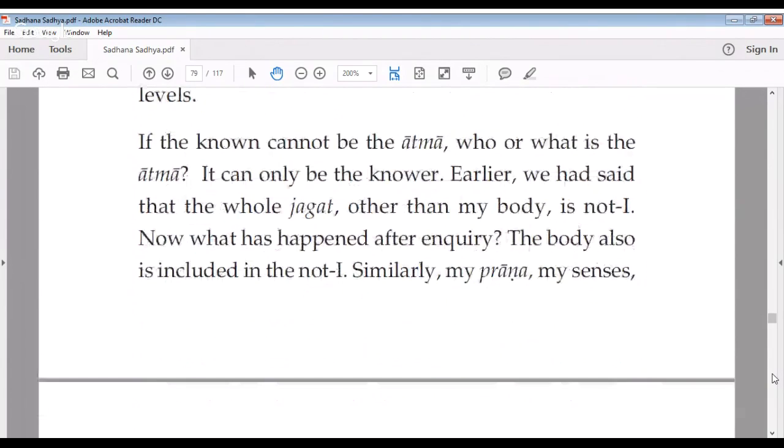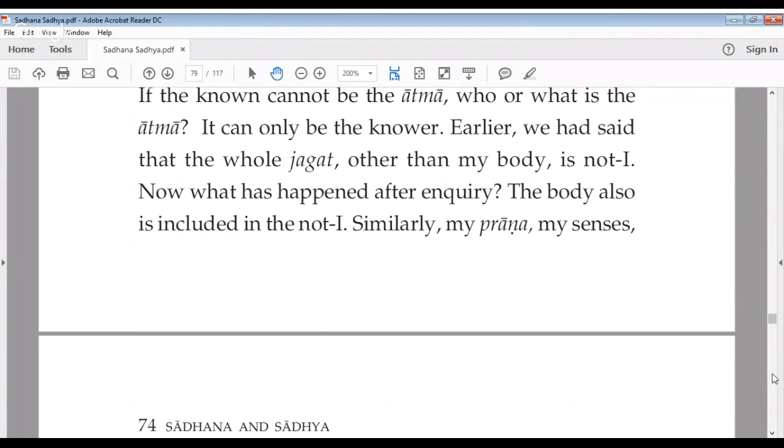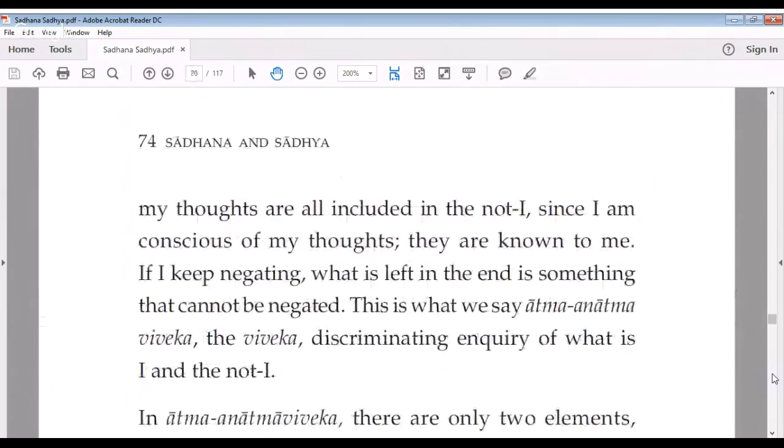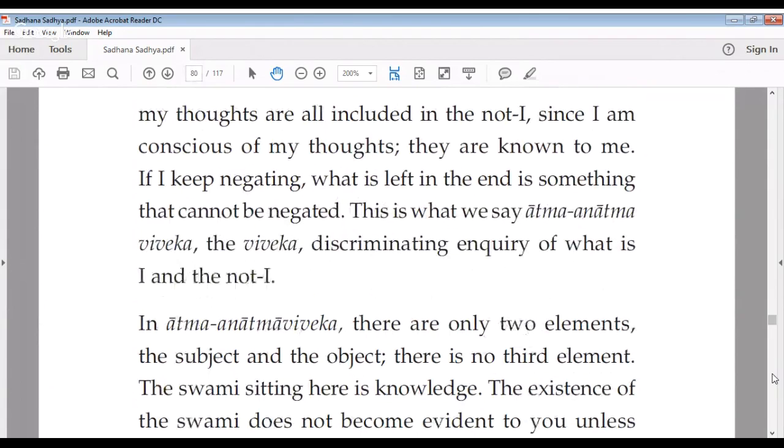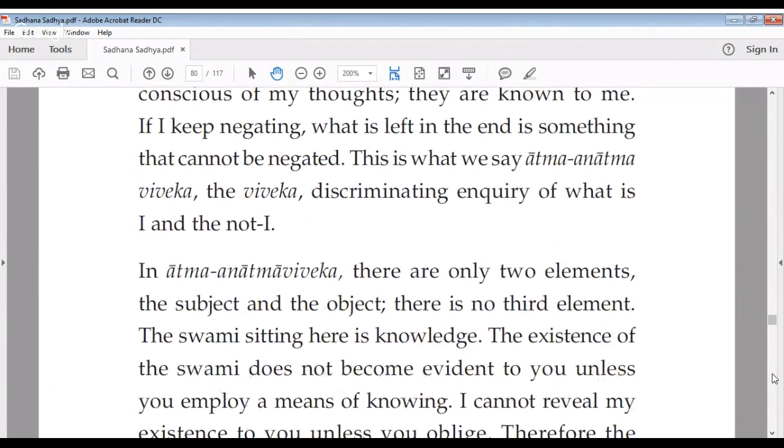If the known cannot be the Atma, who or what is the Atma? It can only be the knower. Earlier, we had said that the whole Jagat, other than my body, is not I. Then what has happened after inquiry? The body also is included in the not I. Similarly, my prana, my senses, my thoughts are all included in the not I, since I am conscious of my thoughts. They are known to me. If I keep negating, what is left in the end is something that cannot be negated. This is what we call Atma Anatma Viveka, the discriminating inquiry of what is I and the not I.